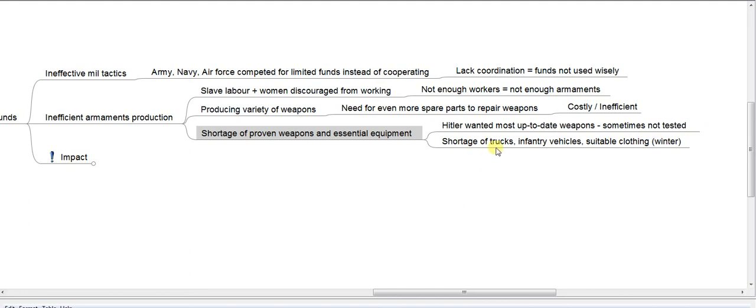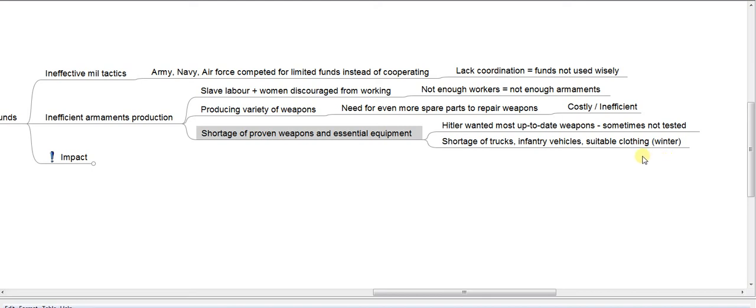There was also a shortage of trucks, which were important for transportation, infantry vehicles, and suitable clothing, especially winter clothing. And this really handicapped the German effort, especially when we talk about them fighting in the bitter winters of Russia.